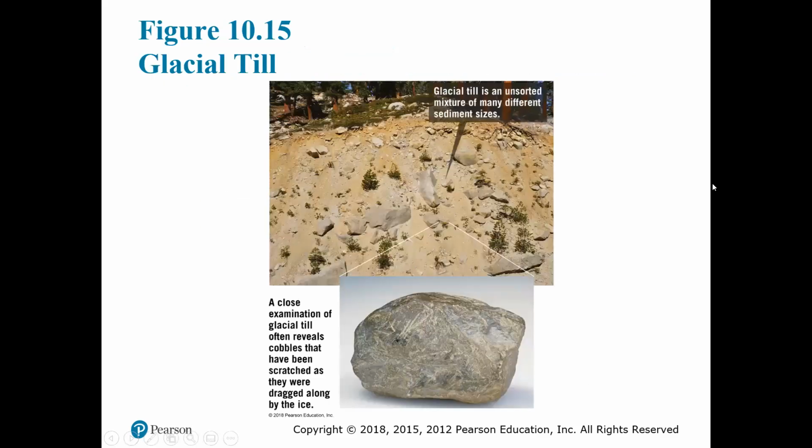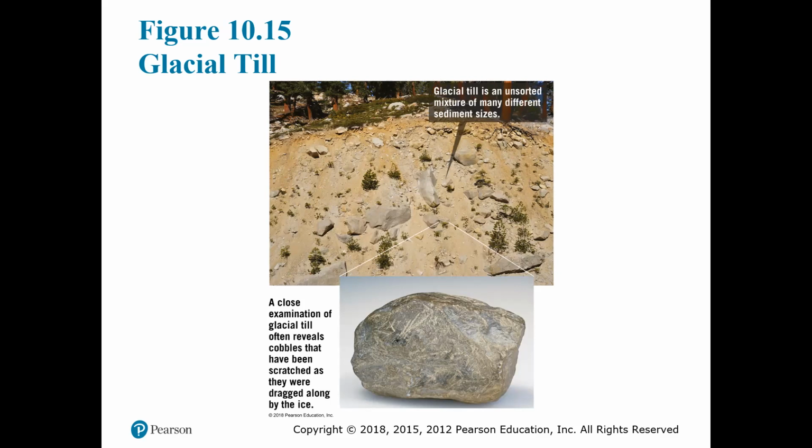So here's an example of glacial till. So this is going to be what is deposited by the ice itself. So the ice melts and just drops out its load of fragments. Ice cannot sort the sediment that it carries, so the deposits of till are unsorted mixtures of many different particle sizes. The pieces are scratched and polished as they're dragged along by the glacier.